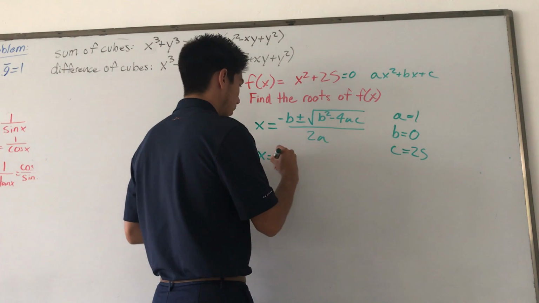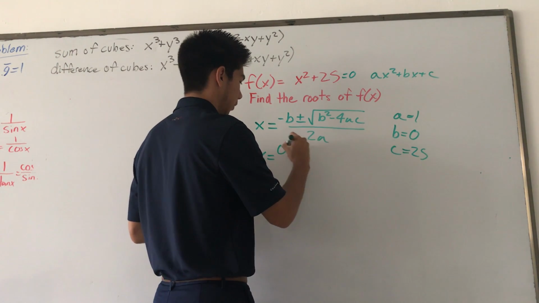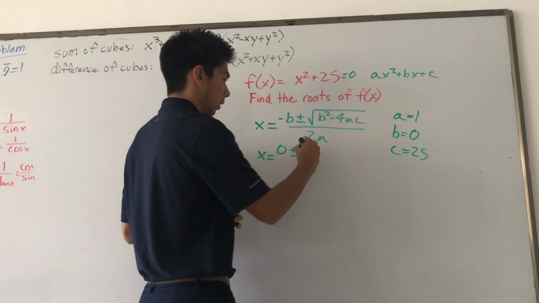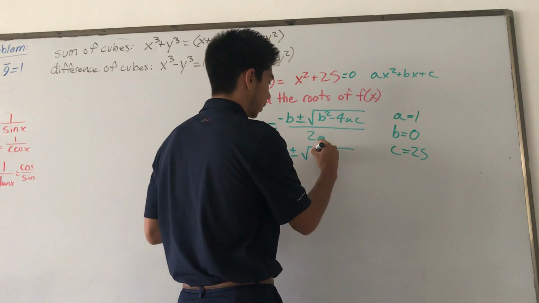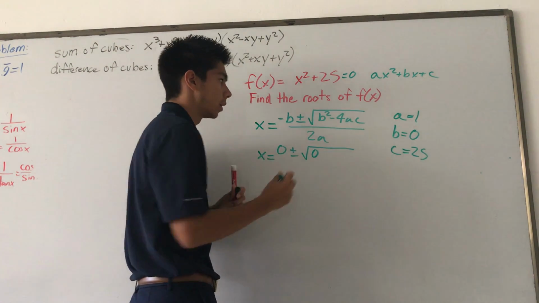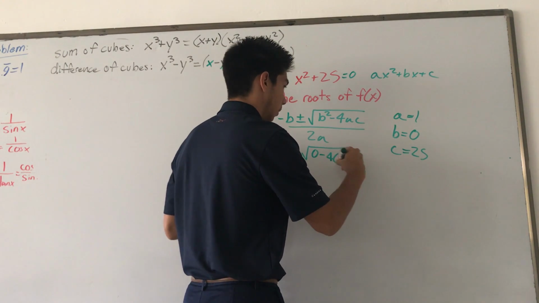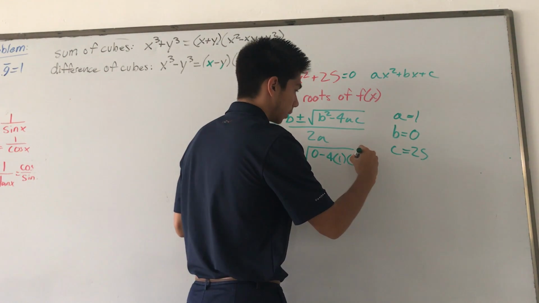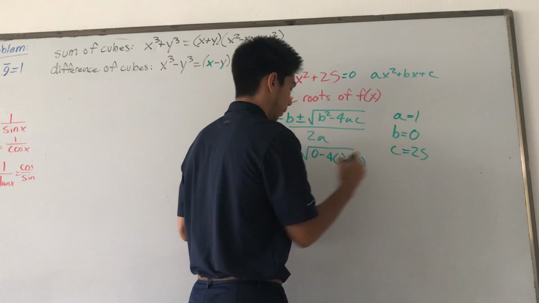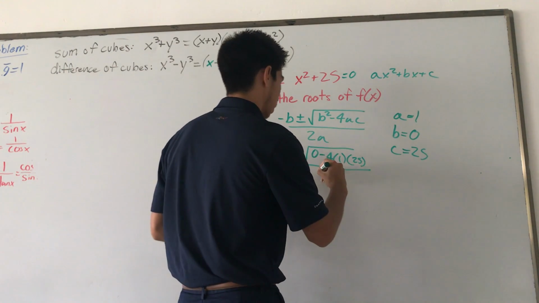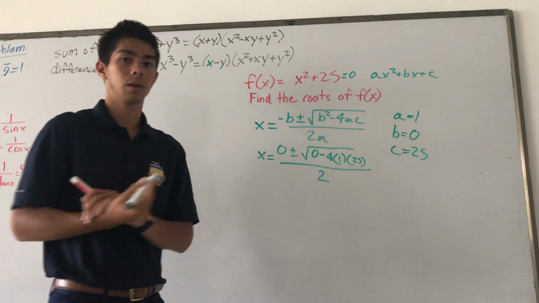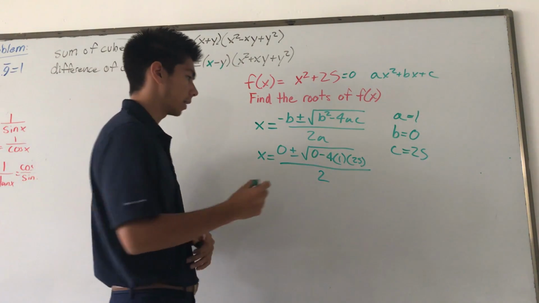So x equals negative b, which is 0, so 0 plus or minus the square root of b squared. b squared is 0 squared, so that's just 0. 0 times 0 is 0. Minus 4 times a, which is 1, times c, which is 25. I'll simplify that later. And then 2a, a is 1, so that's 2. Okay, so now I'm going to keep on simplifying.